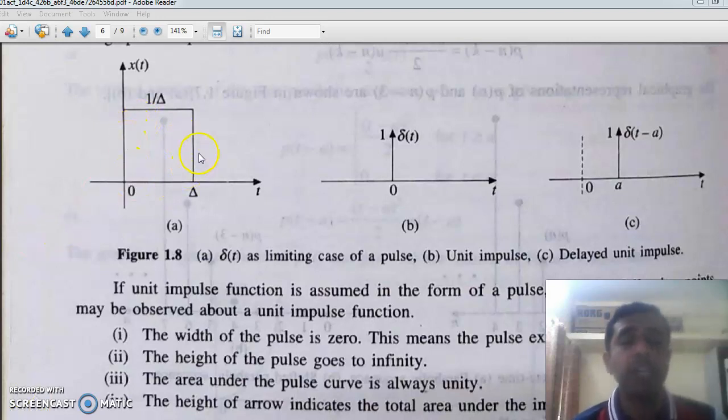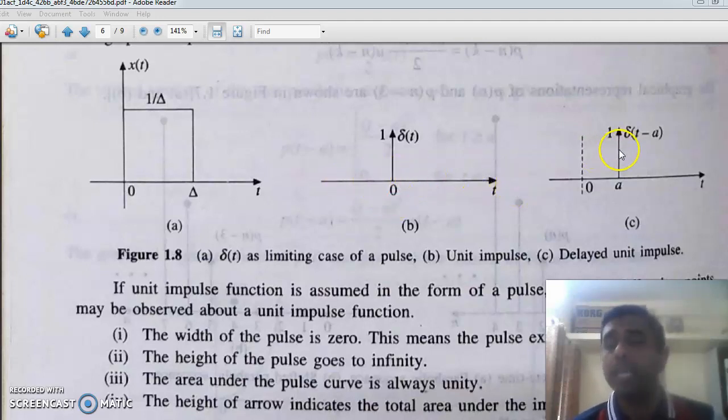The area under this curve, or the pulse, should be equal to 1, and we have seen the limiting case also: when delta tends to 0, the height of the pulse tends to infinity. Interestingly, this function has only one value in the entire time scale, at t equal to 0. That is, delta of t has only one value, of height 1, at 0, and for all other time values it is 0.